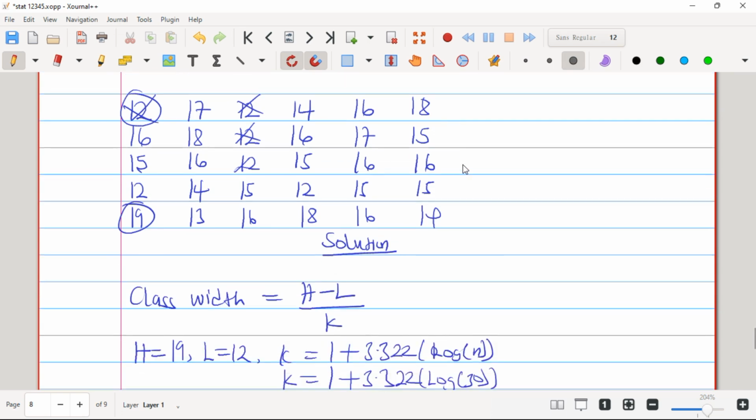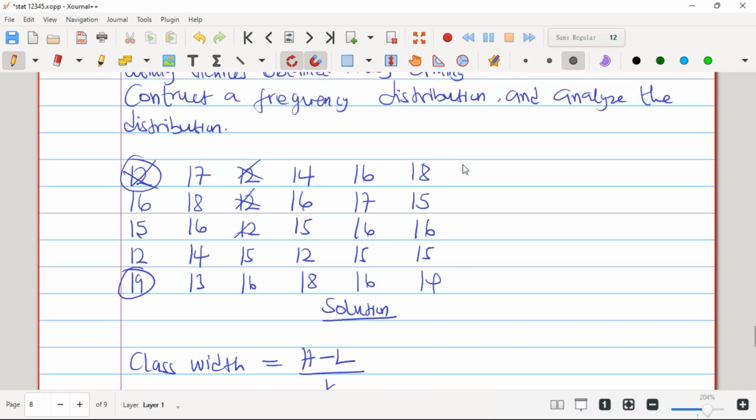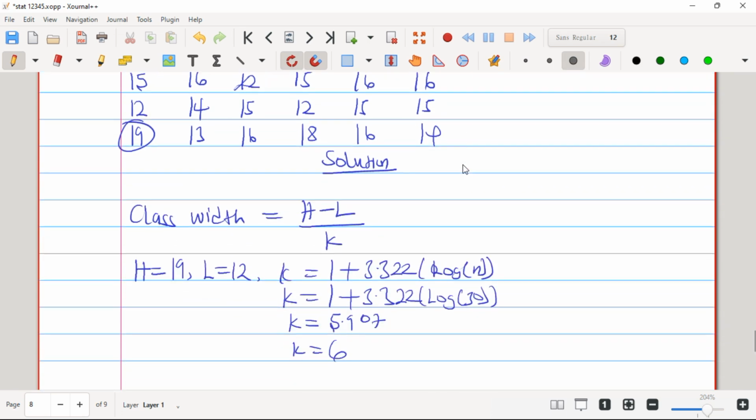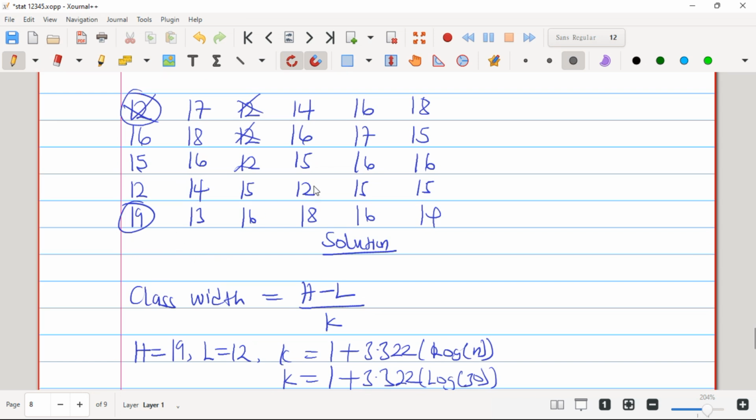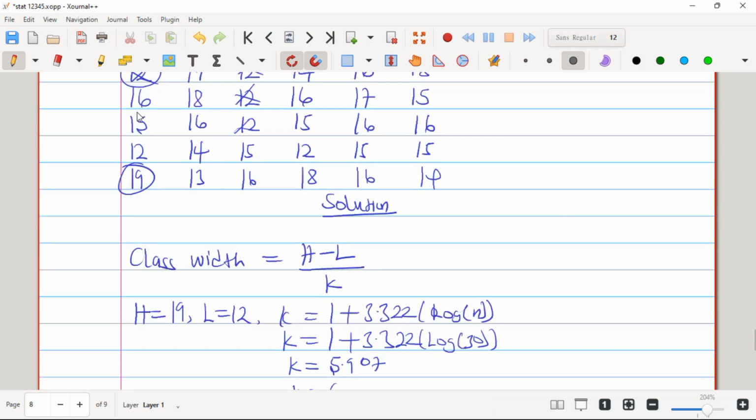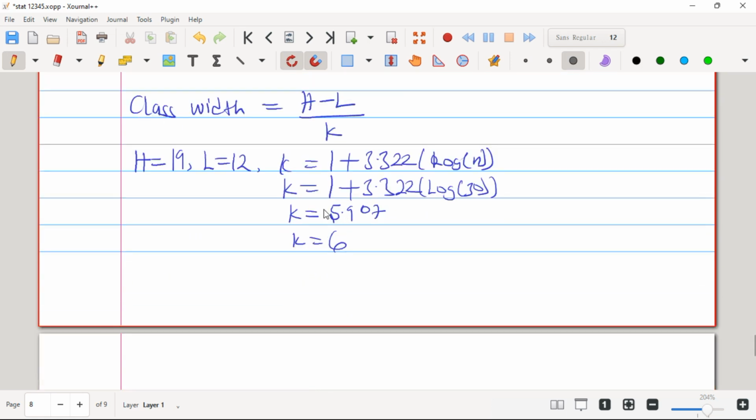Point, right? So here, what you have to do first is to calculate your class rate. For the class rate, it is h minus l divided by k, as you saw in the first example above. So here our h is equal to 19, our l is equal to 12, and you have to calculate for our k. Because when you go to this raw data, you see that our h is equal to 19, that's the highest value, and our smallest value is 12, right? So you have to calculate for our k.